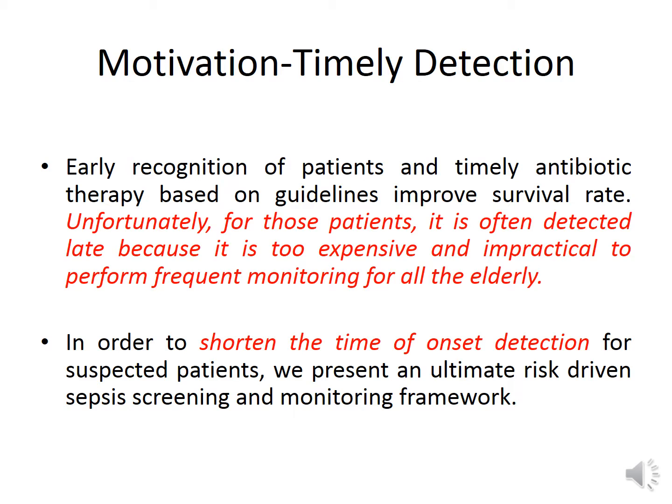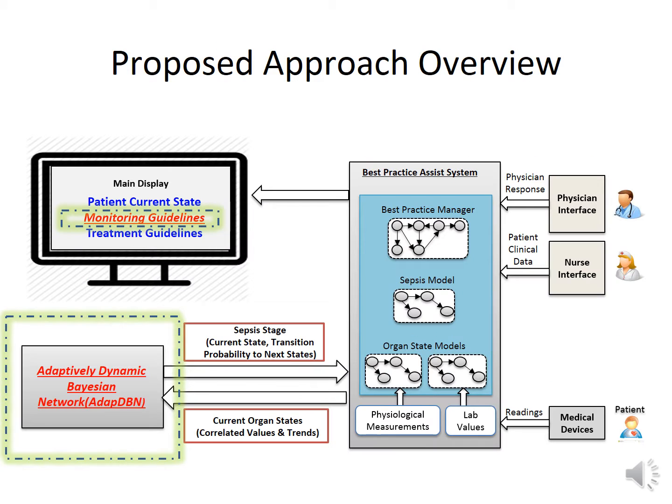Then, in order to shorten the time of onset detection for suspected patients, we present a risk-driven sepsis screening and monitoring framework. The key idea is that higher risk means higher monitoring frequency, and lower risk means lower monitoring frequency, and this adaptive frequency is performed automatically.